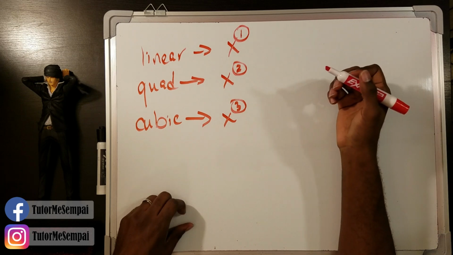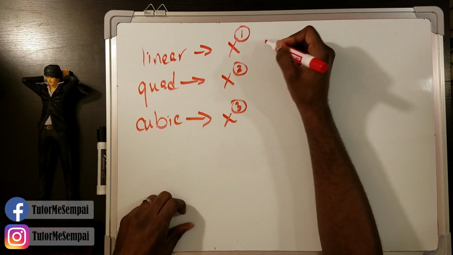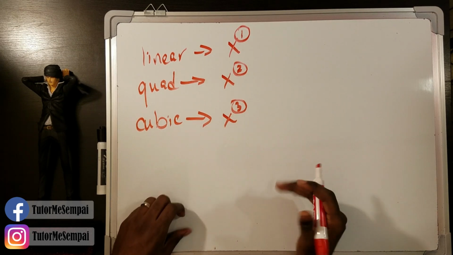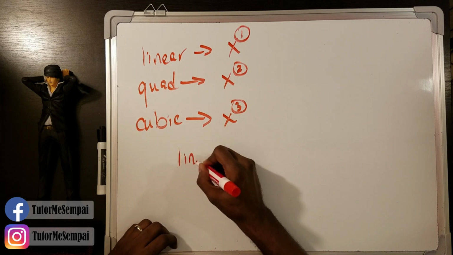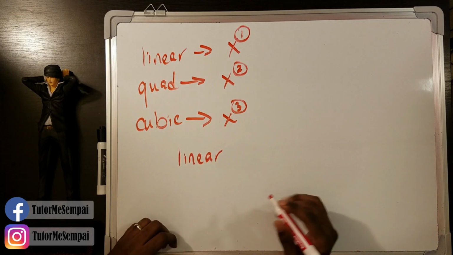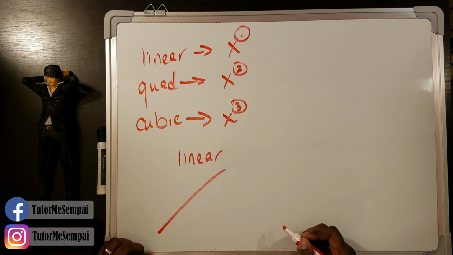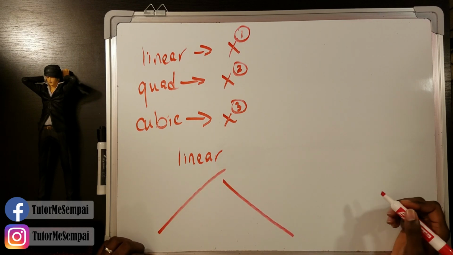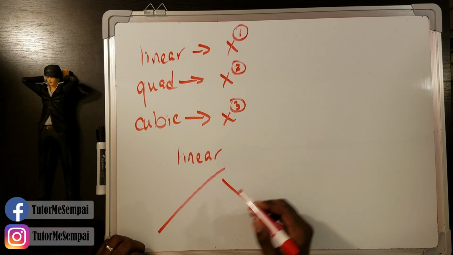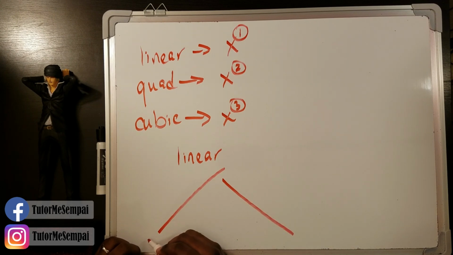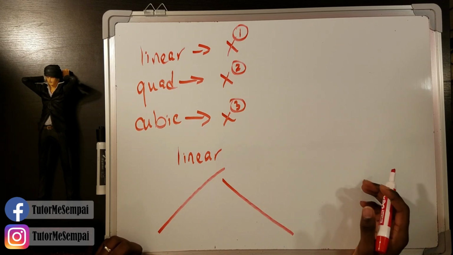Now I want to go over this just so you can have an idea of what these kind of look like. So when you have a linear, the general shape of a linear is going to be a straight line. All right? Straight line. There's no curves. It just goes straight from one end to the other. Don't even have to think about that.